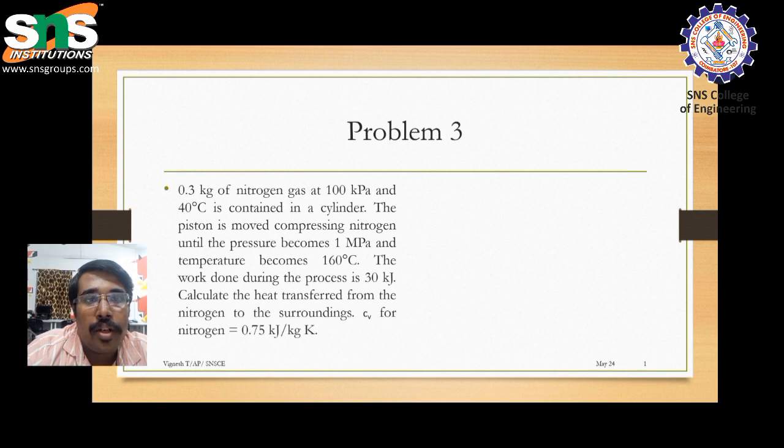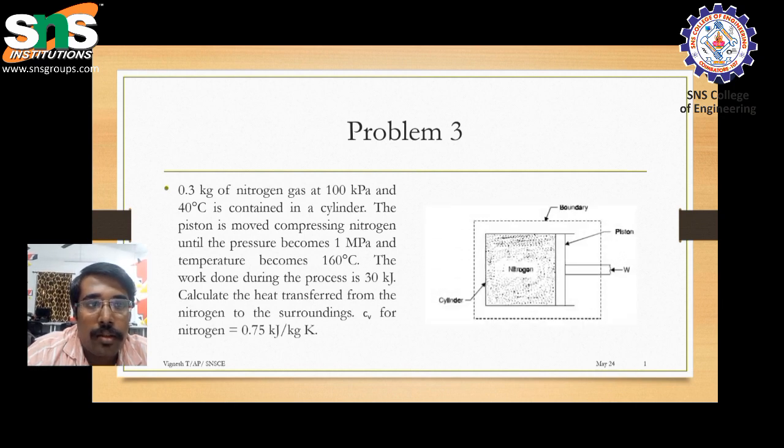0.3 kg of nitrogen gas at 100 kilopascal and 40 degrees centigrade is contained in a cylinder. The piston is moved, compressing the nitrogen until the pressure becomes 1 megapascal and the temperature becomes 160 degrees centigrade. The work done during the process is 30 kilojoule. Calculate the heat transferred from the nitrogen to the surroundings. This is the important thing. Then you have to take the Cv value, the coefficient. So Cv for nitrogen is 0.75 kilojoule per kg Kelvin.